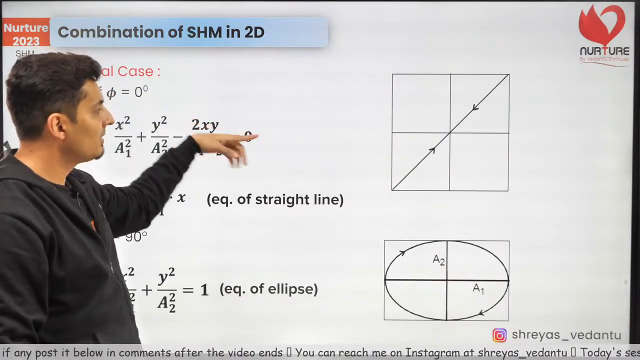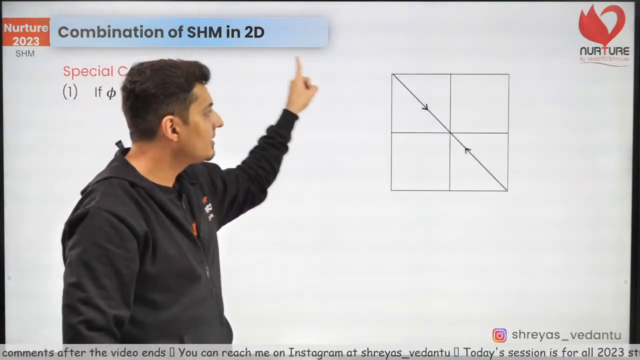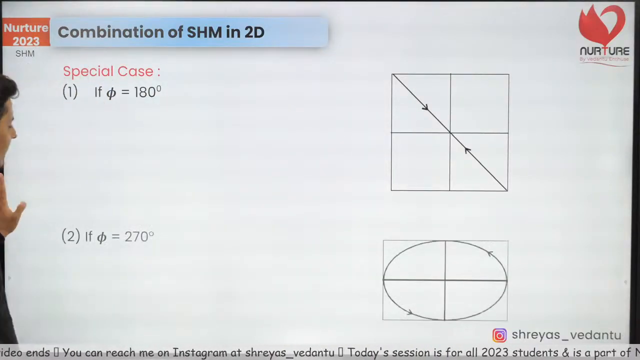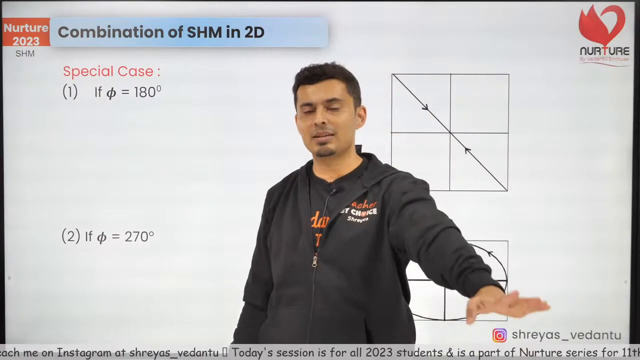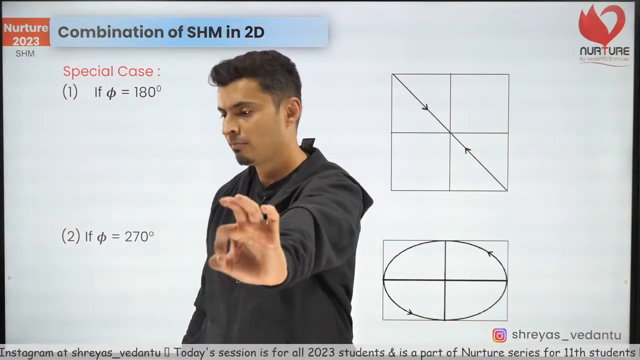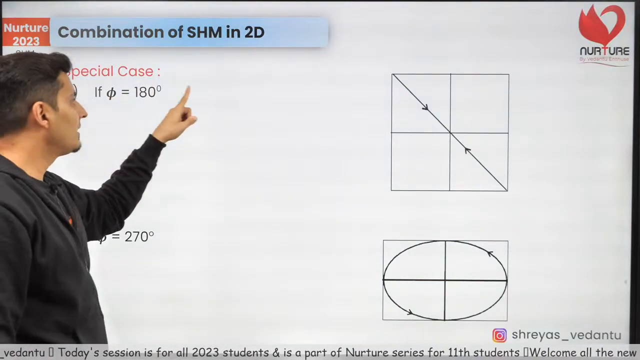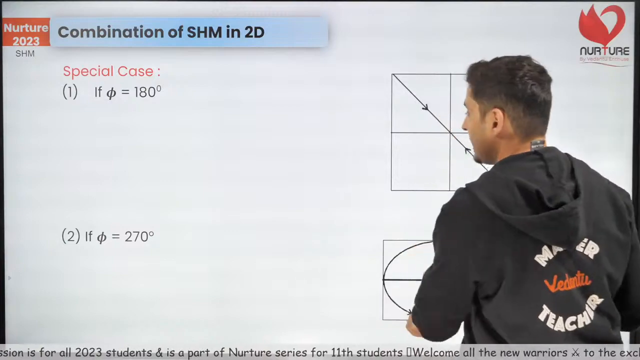So look at the previous one. The straight line was like this. In the 180 degrees case, it was like this. And for the 270 degrees case, it is also an ellipse. If you remember this much, it's more than enough. So for 0 and 180, it's a straight line. For 90 and 270, it is an ellipse.